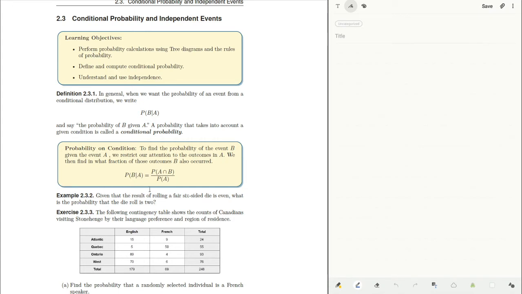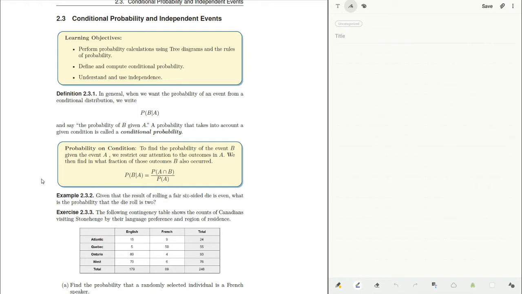Given that the result of rolling a fair six-sided die is an even number, what is the probability that the die roll is 2? Intuitively, if we're given that the outcome of a die roll is one of 3 even numbers, then the probability that the outcome is 2 would be 1 out of 3. But now let's also practice calculating this conditional probability by using our formula.